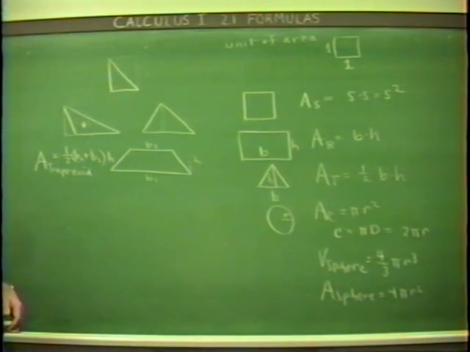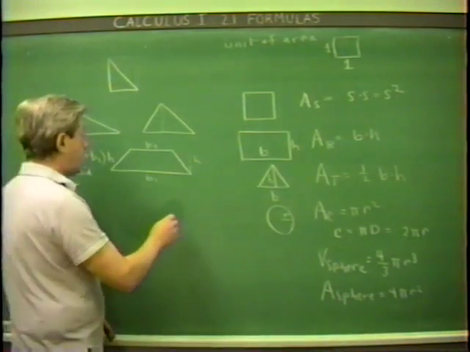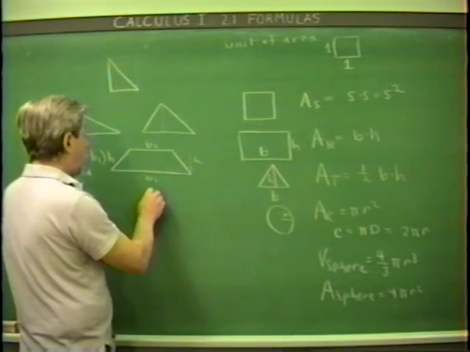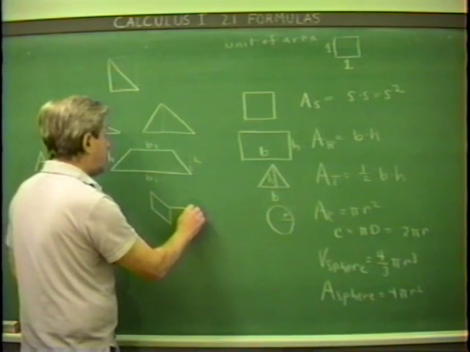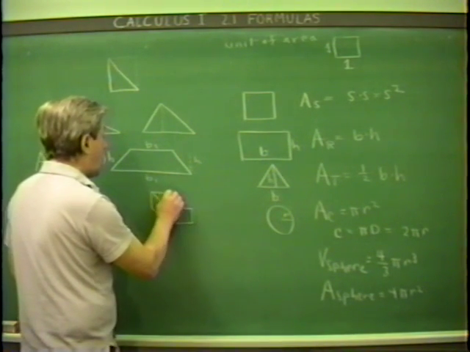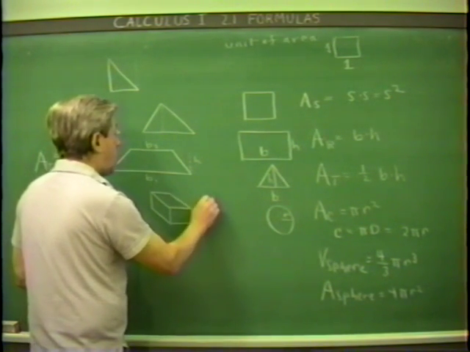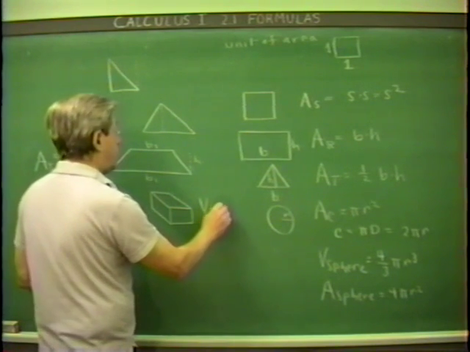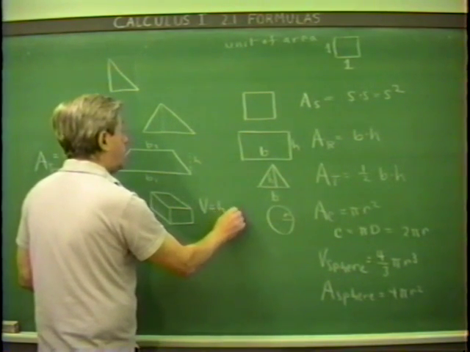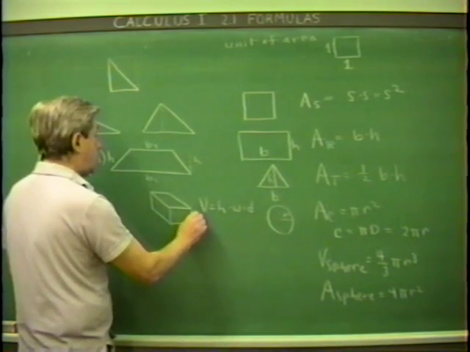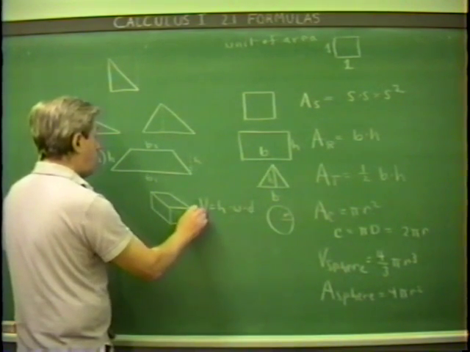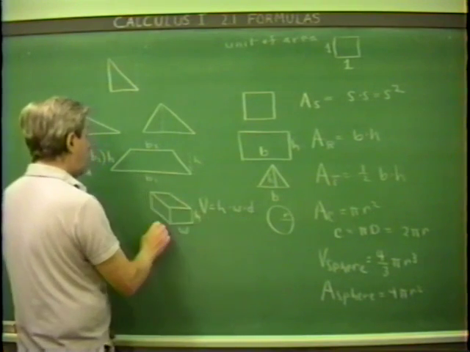For a rectangular parallelepiped, box shape if you like, the volume is equal to the height times the width times the depth. So this is the height, the width, and the depth.